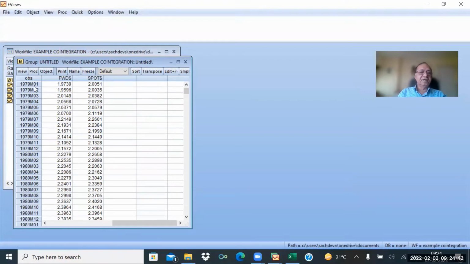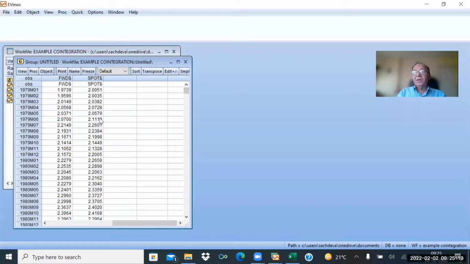This data starts from month 1, 1979 to month 12, 1999. I have downloaded this data, courtesy of some people who have kept this data on websites. I have not created this data. Thanks to those people who have given this data.